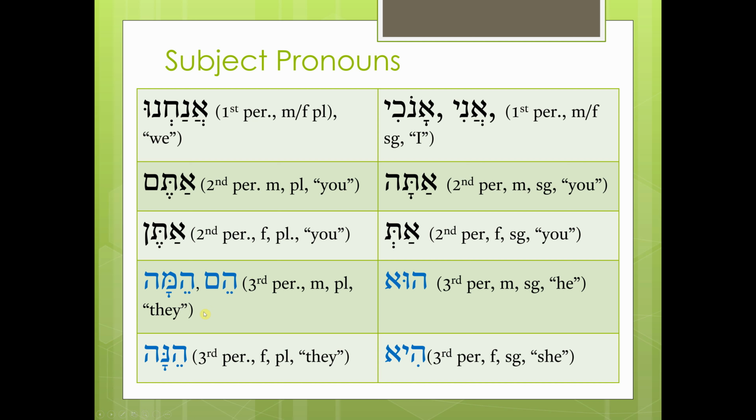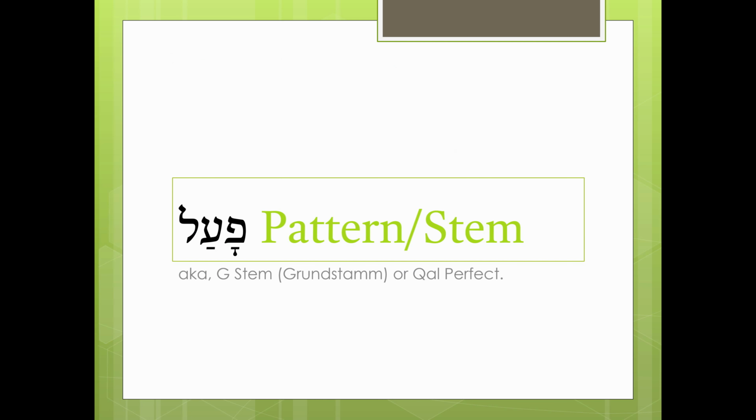And you'll notice again that heim and heima are basically two different forms for that. So just be aware that there's no real pattern or rhyme or reason why one will be chosen over the other. You just have to be prepared for both, in the same way that ani and anochi are both used. So, okay, those are the subject pronouns.